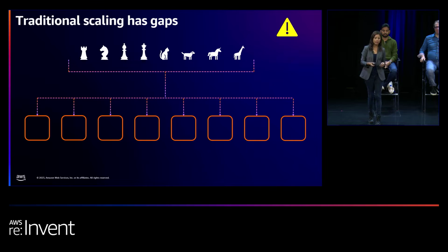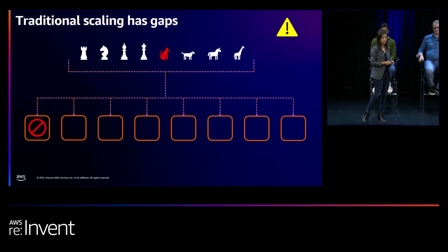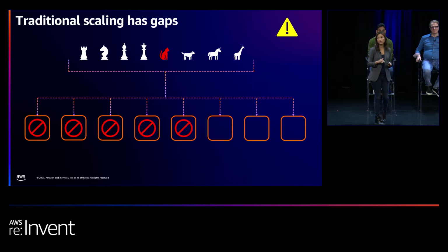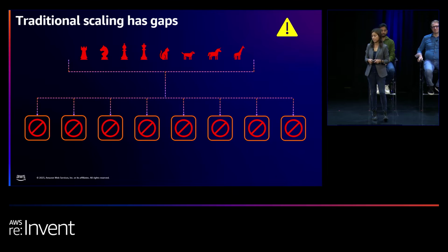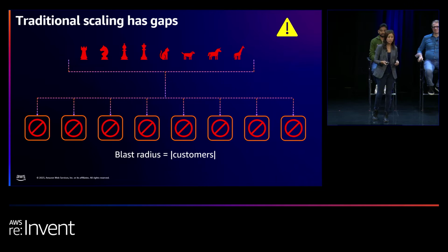But let's say one of the customers intentionally or unintentionally sends in a bad request. Now one of your worker nodes gets impaired, and so he retries again. And slowly, all your worker nodes are impaired, and thus all your customers are impacted. So the blast radius is all your customers.